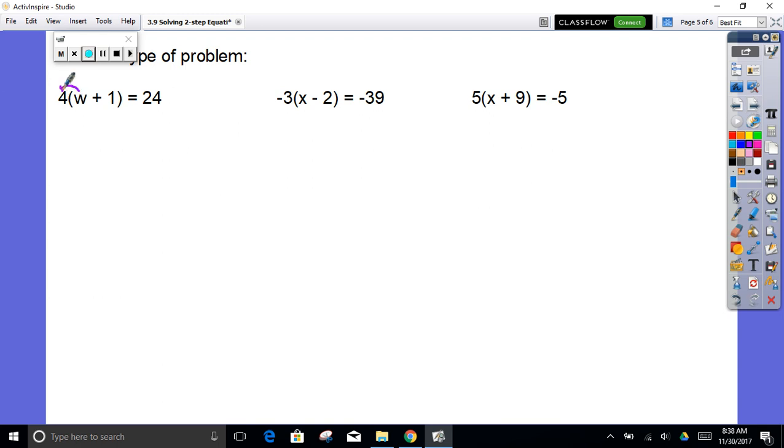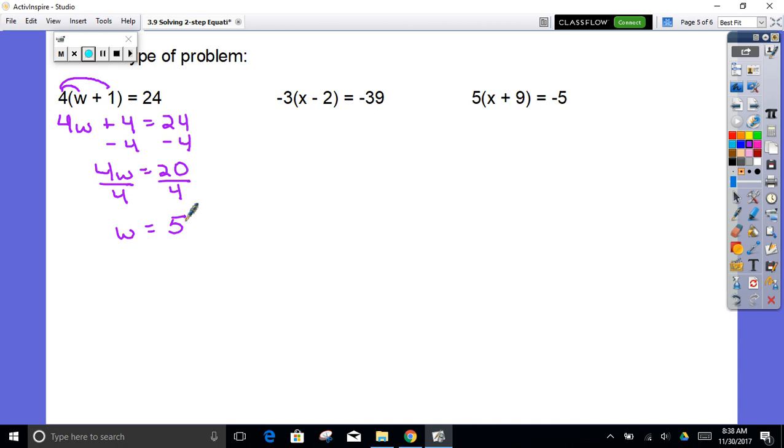We could do 4 times W, 4 times 1. So we would get 4W plus 4 equals 24. And then we can solve it normally from there. So we would subtract 4 from both sides, get 4W equals 20. Dividing by 4, we'd get W equals 5. There's another way that we can do this, which is even quicker. Can anyone think of another way you might do it, other than distributing?